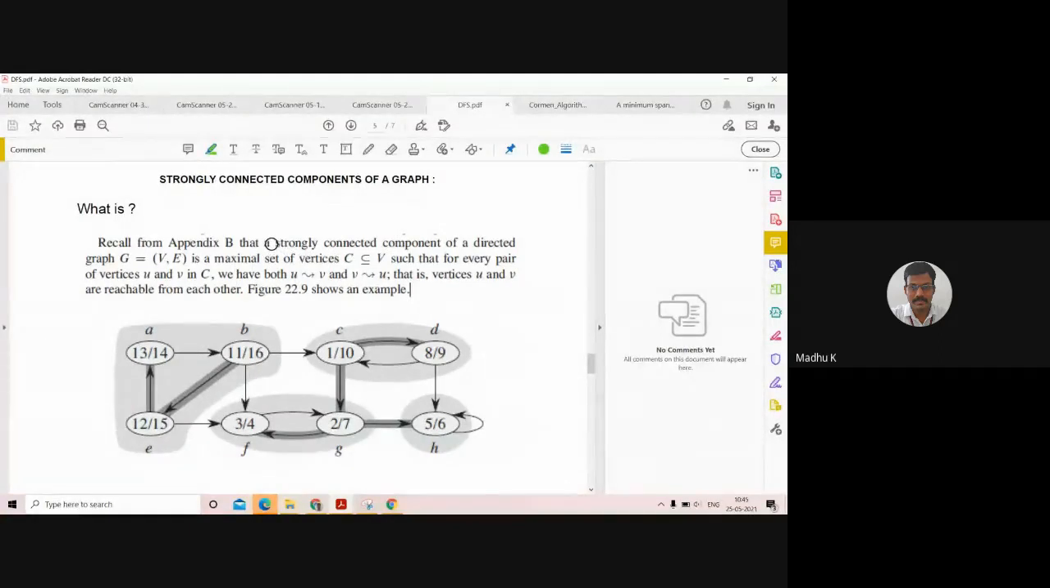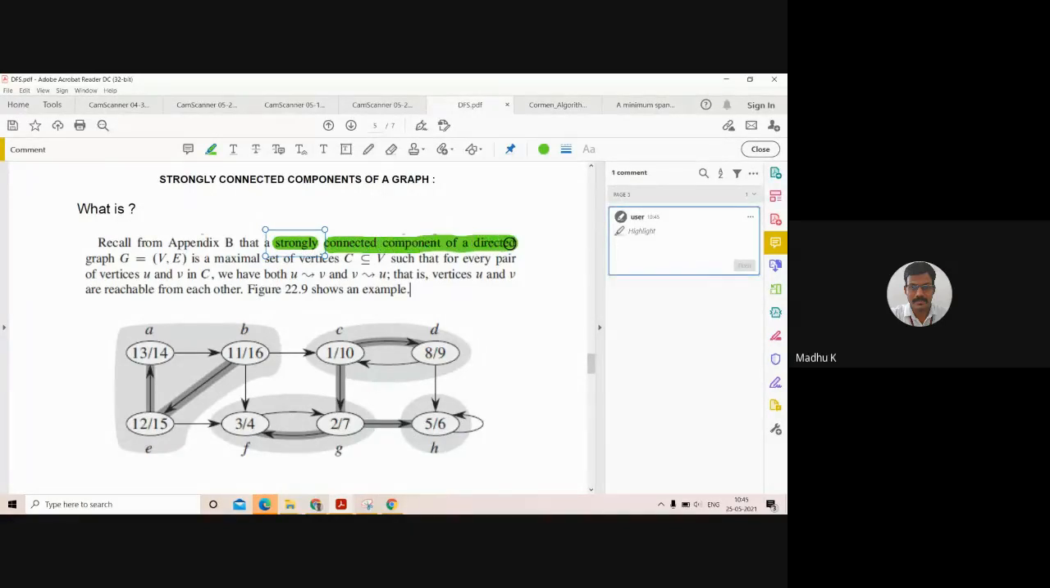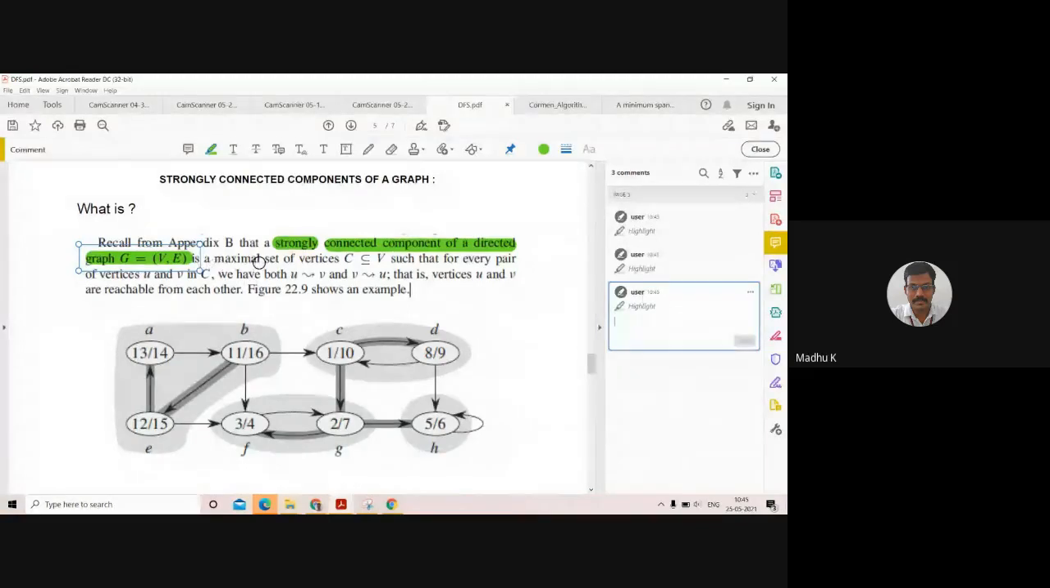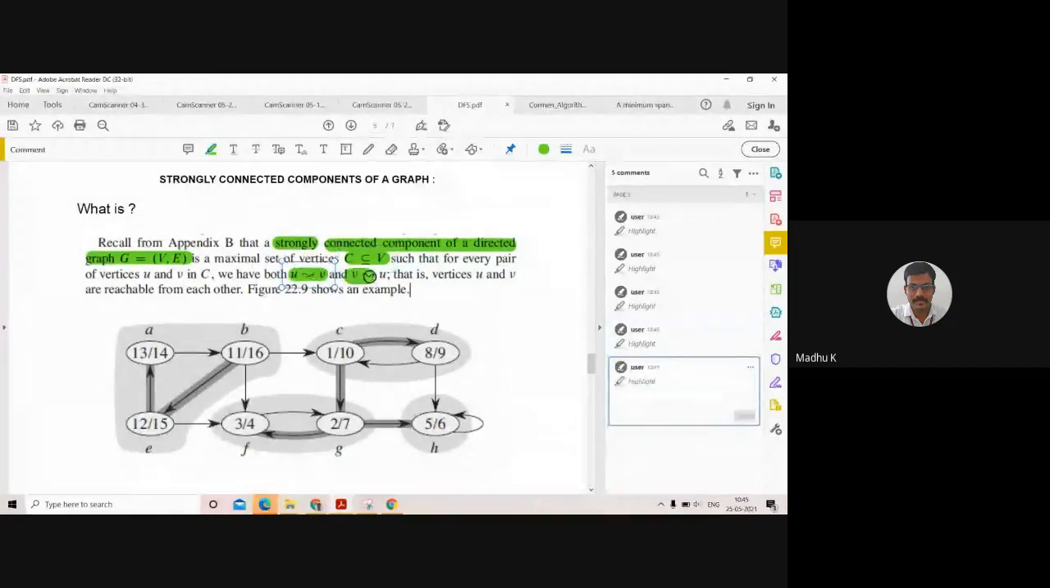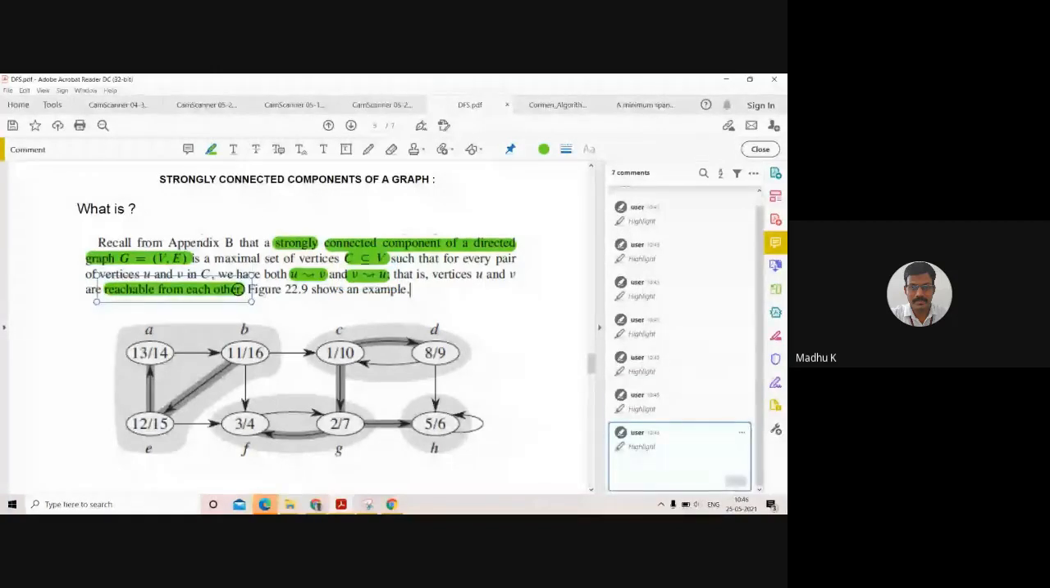This is the definition. A strongly connected component of a directed graph G, where graph G is equal to (V, E), V is the vertices, is a maximal set of vertices C subset of V, such that for every pair of vertices U and V in C, we have a path U to V and V to U. That is, the vertices U and V are reachable from each other. Then a graph that satisfies this is called a strongly connected component.